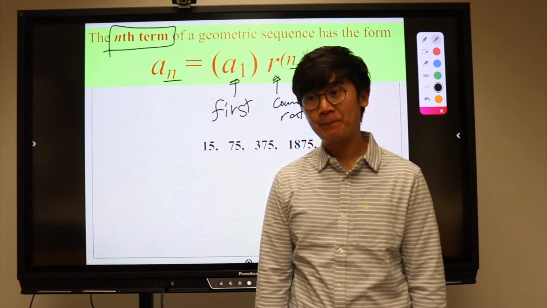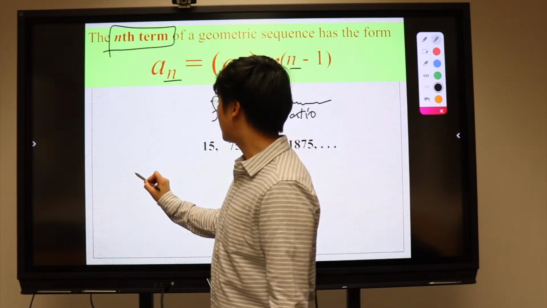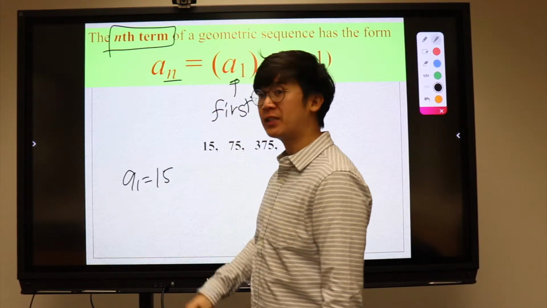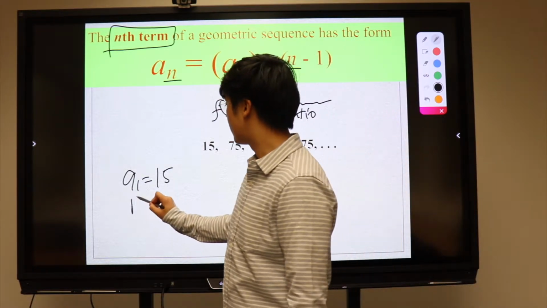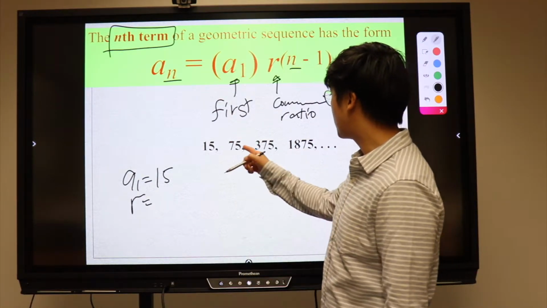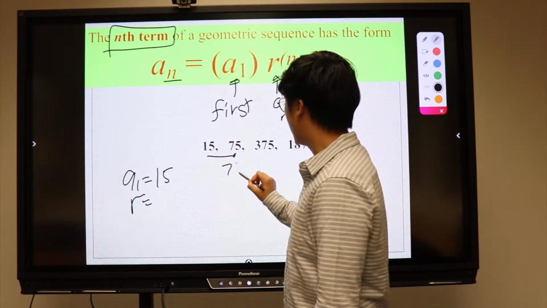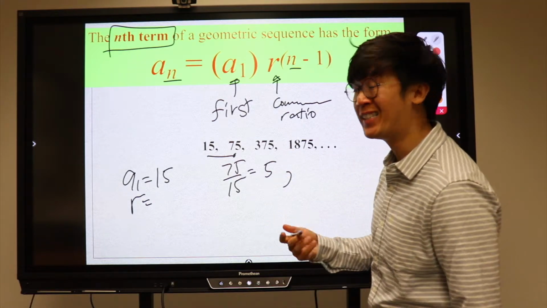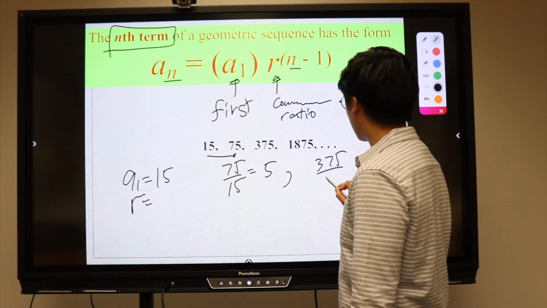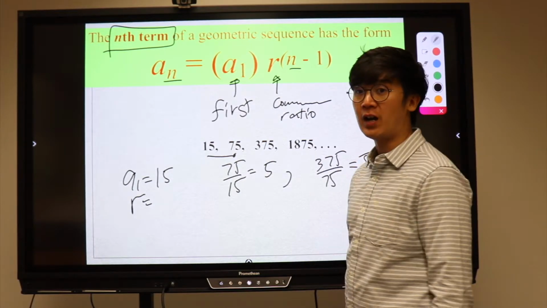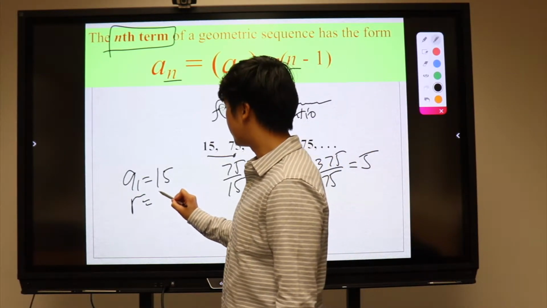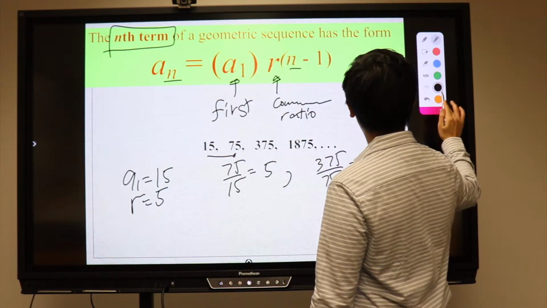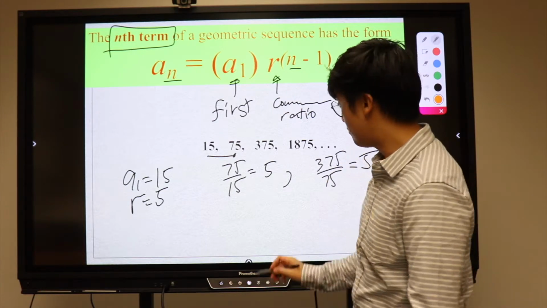Can we do that? Okay. What is the first term in this sequence? It's 15, no brainer. We just need to figure out r. And the common ratio is this divided by the first. What is 75 divided by 15? 5. And let's see if it's consistent. What's 375 divided by 75? It's still 5. So the common ratio is 5. So now that we have the ingredients, we need to figure out the formula for the nth term.